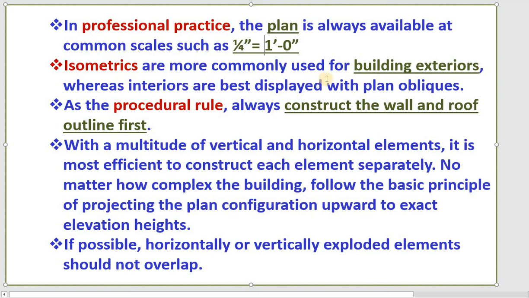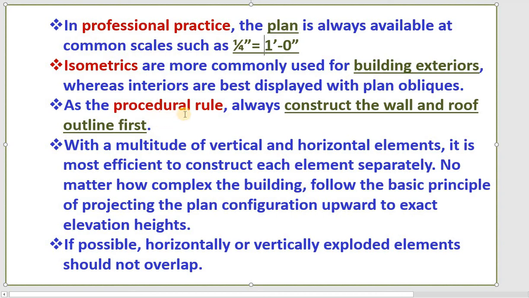Isometrics are more commonly used for building exteriors, usually outside, whereas interiors are best displayed with the plan oblique. That means if you do the exterior, you use isometric, and you can do the interior in oblique.